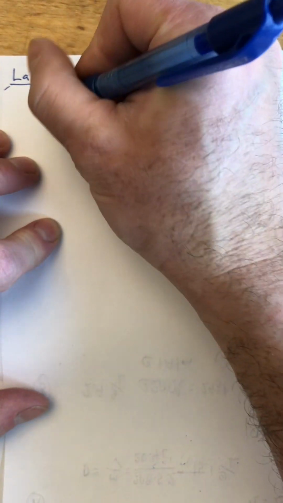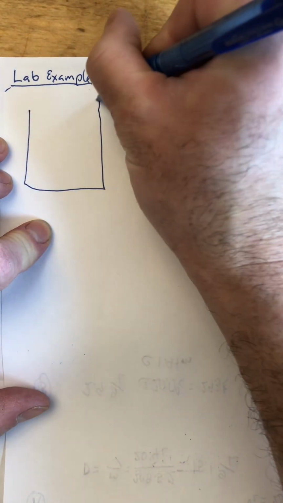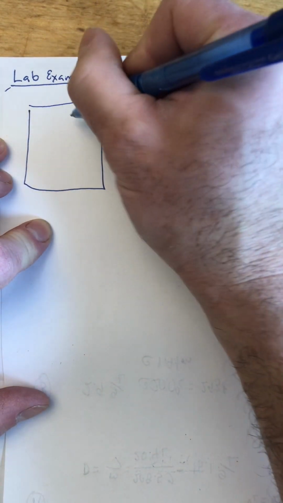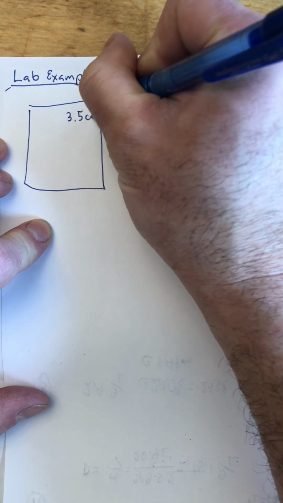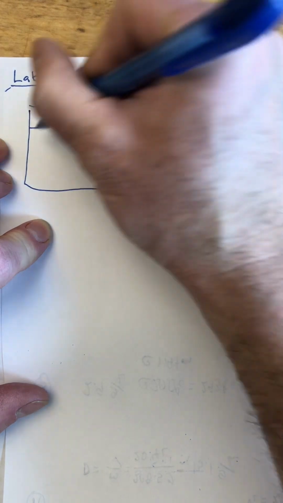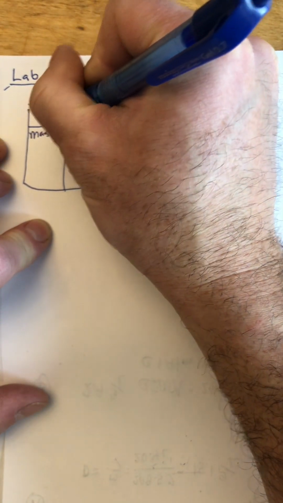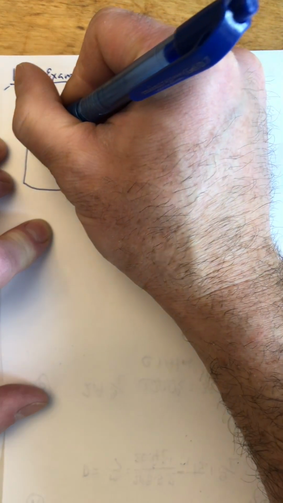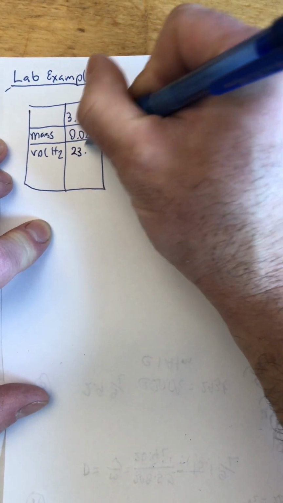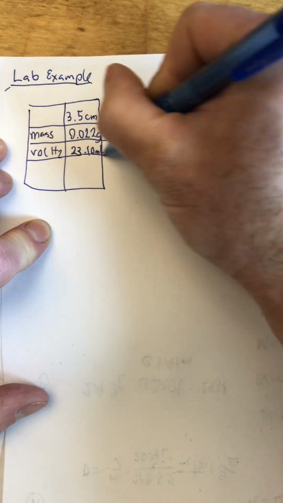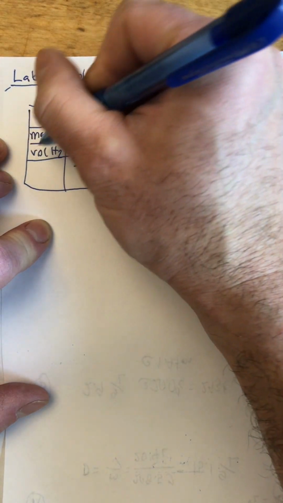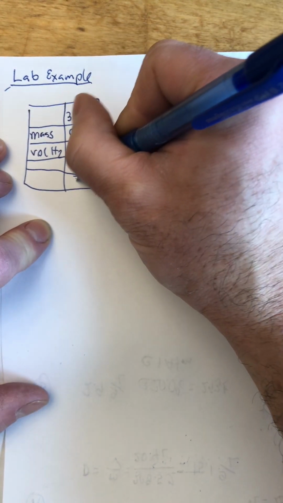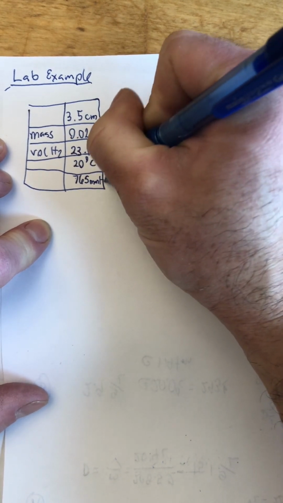For our lab example, we have our data table here. And we have our length of magnesium ribbon, which was 3.5 centimeters. We've already calculated our mass of the magnesium ribbon was 0.022 grams. And we have found the volume of hydrogen to be 23.10 milliliters, and that was all at 20 degrees Celsius. And we have a barometric pressure reading of 765 millimeters of mercury.